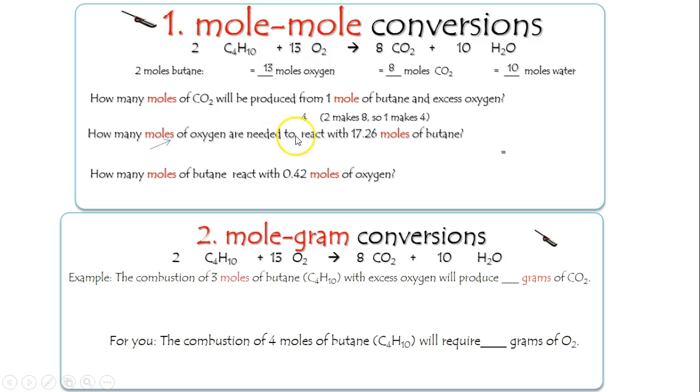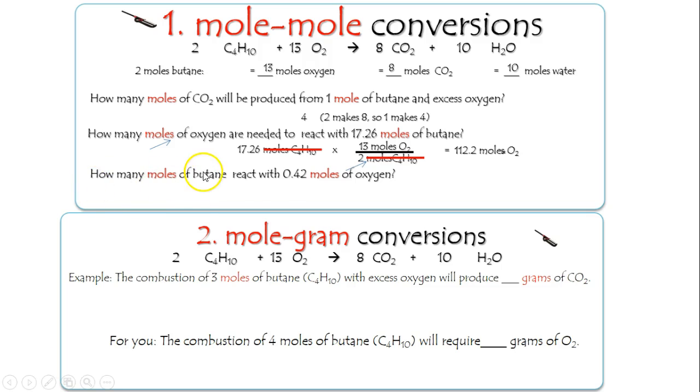This is another one-step conversion. 2 requires 13, so we need 6.5 times as much. AP students, I'd recommend you simply do that in your head. 6.5 times 17.26. I mean, do the setup in your head. I think you would have to punch that in, but if you did, you would get 112 moles of oxygen.